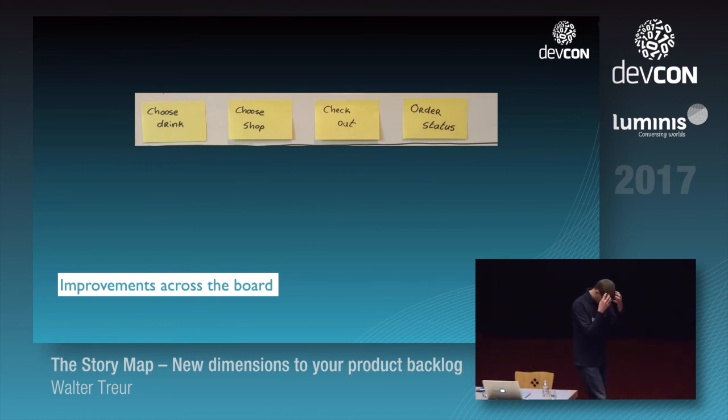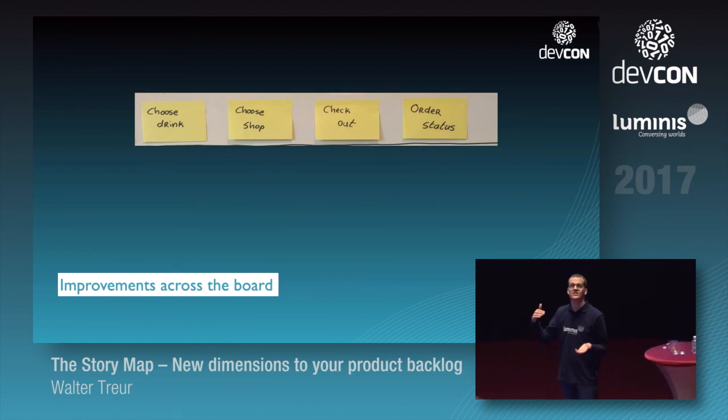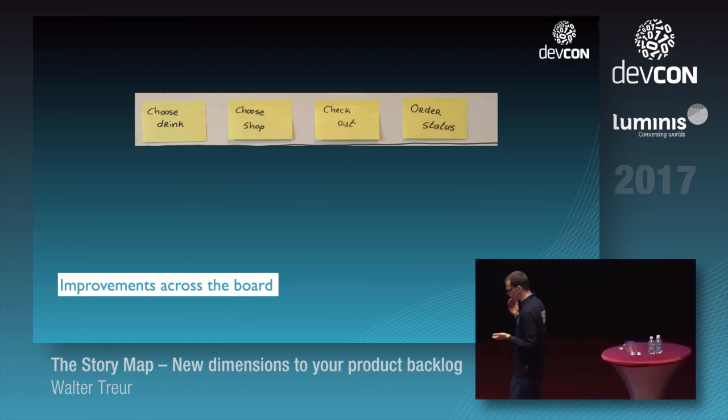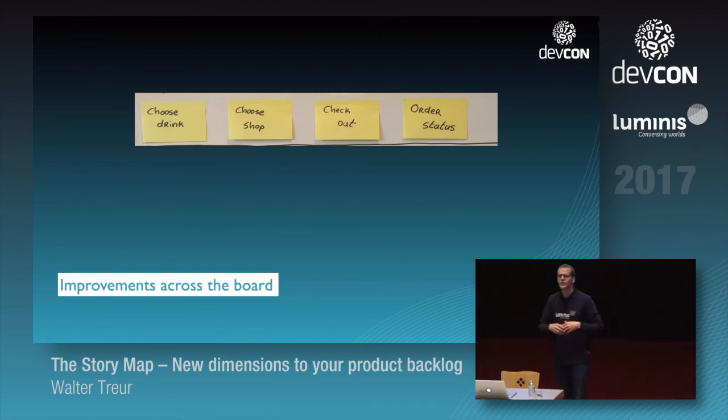Right, so we looked at how you're going to build your story map from an existing product backlog. But if you have an existing product with a lot of features already in play, can you still benefit from a story map?